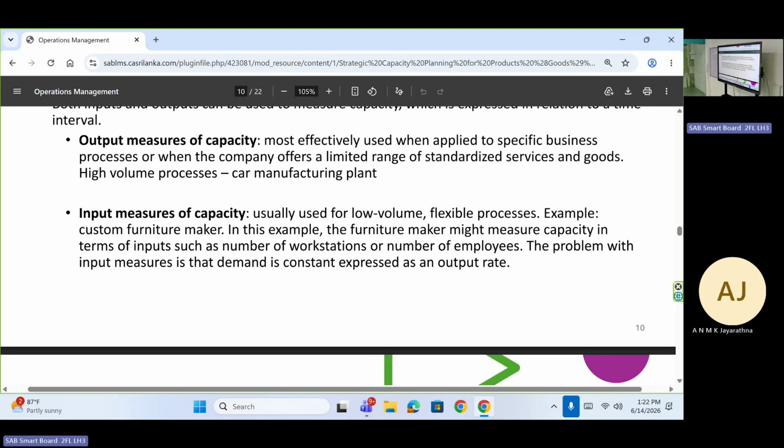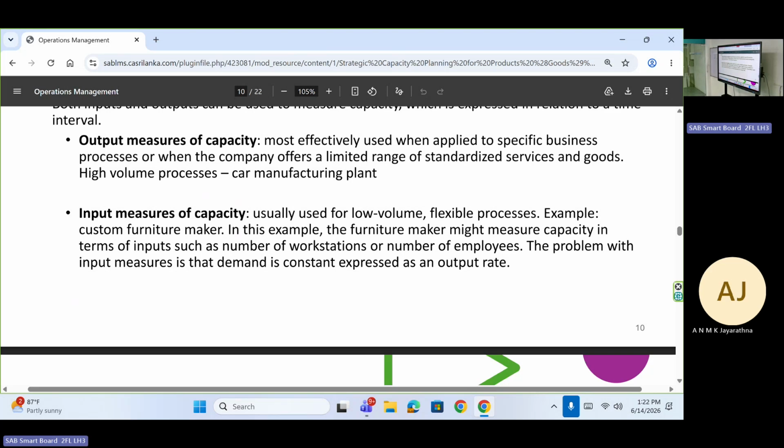Write down examples. Apparel manufacturing. Automobile manufacturing. Then write down any other example, such as milk powder manufacturing. There are a lot.